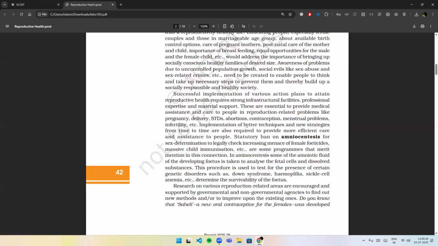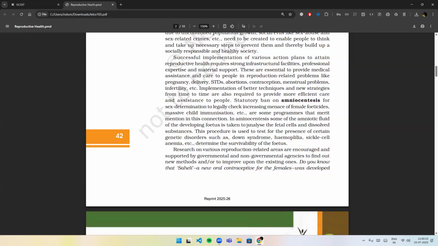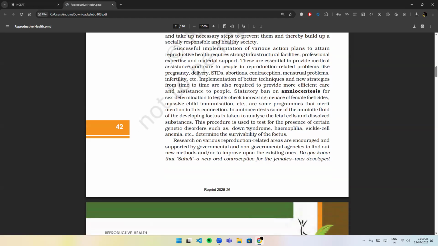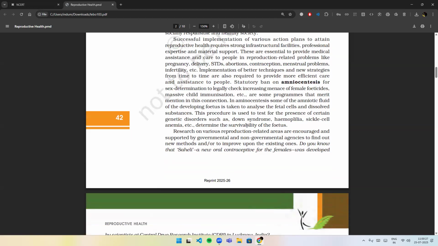In amniocentesis, some of the amniotic fluid of the developing fetus is taken to analyze the fetal cells and dissolved substances. This procedure is used to test for the presence of certain genetic disorders such as Down syndrome, hemophilia, sickle cell anemia, etc., that determine the survivability of the fetus.